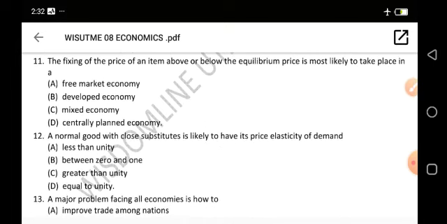Number 12. A normal good with close substitutes is likely to have its price elasticity of demand as... look at that, a normal good with close substitutes.